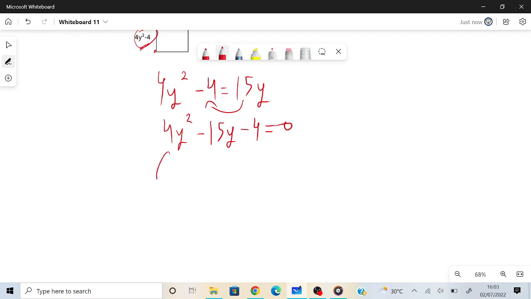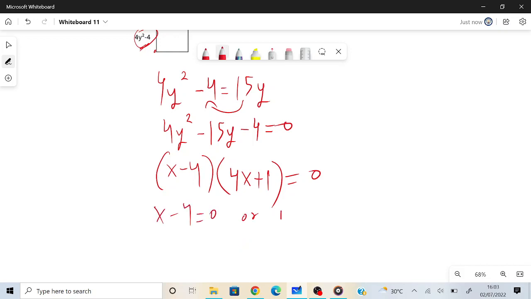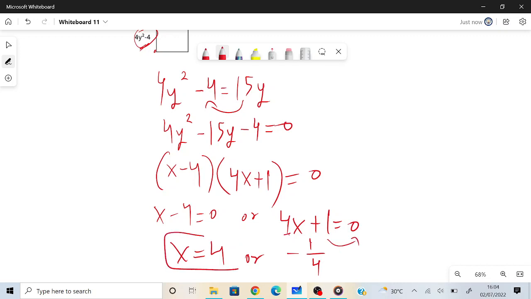From this, I know I have (y minus 4)(4y plus 1) equal to 0. So I know y minus 4 equals 0, or 4y plus 1 equals 0. y is either 4 or it's minus 1 over 4, sorry, because the 1 over here becomes minus and it divides itself by 4 afterwards.